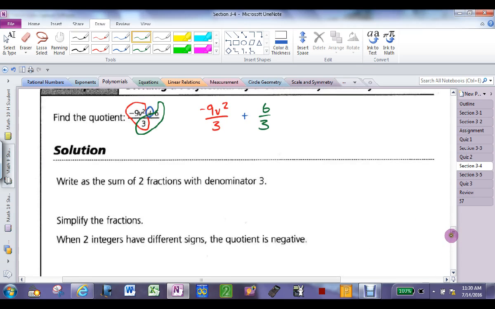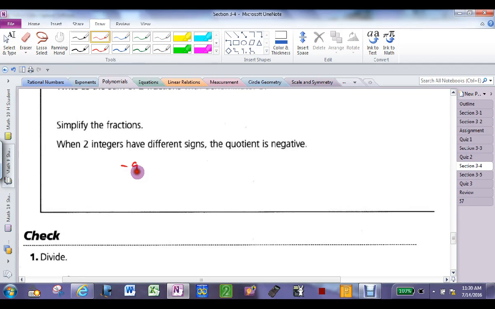So the first fraction we had was negative 9v squared divided by 3. What stays together? Numbers stay together. What is negative 9 divided by 3? Negative 3, and then the letters come along. Okay? And 6 over 3 is what? Positive 2. So what's my final answer? Negative 3v squared plus 2.